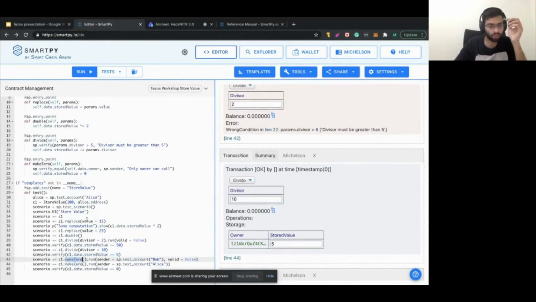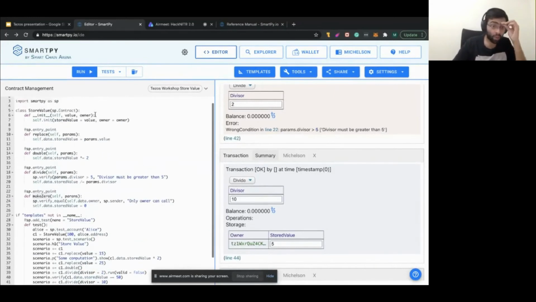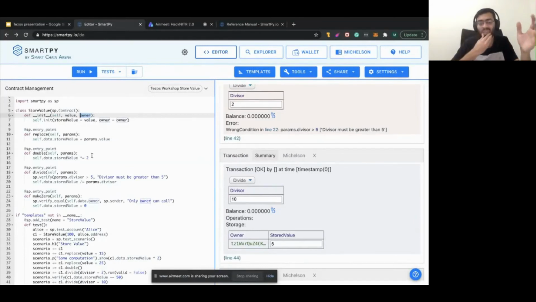Now, why did we take the owner? See, this contract is pretty stupid and pretty useless, but the point that I'm trying to get across is what all you can do. You're never going to do mathematical calculations on smart contracts on blockchain. That's never the point. The point is to make you understand what is possible, what is not possible.